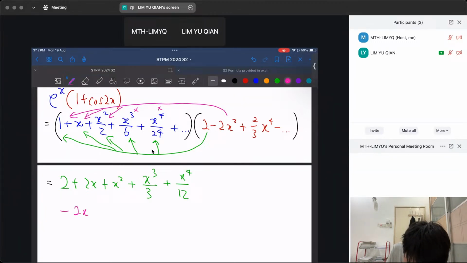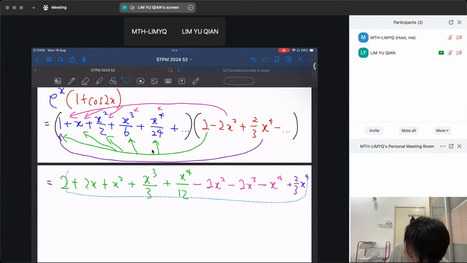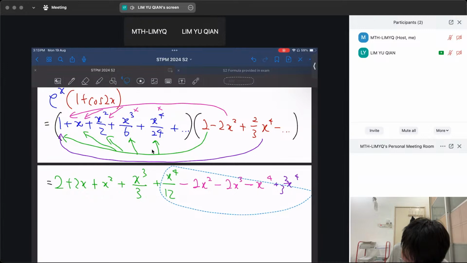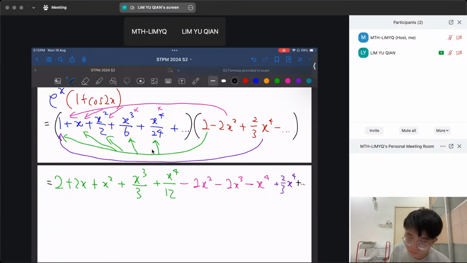So minus 2x squared, minus 2x power 3, minus x, can cut. 2 can cut, sorry, x power 4, and that is minus. Okay, last term, just 1 term only. If you use the last one, you can only multiply by the first one. That will only give you x power 4. So plus 2 over 3 x power 4, and then plus dot dot dot. That should be almost everything already.